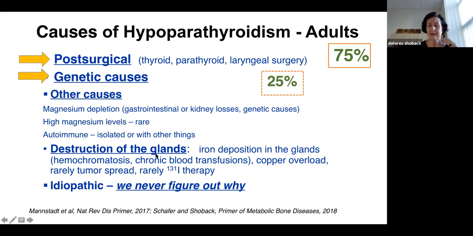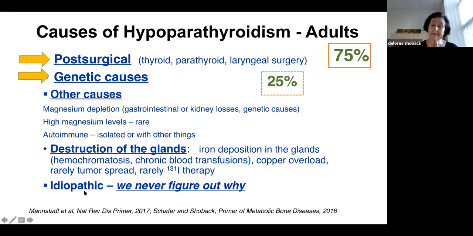And then again, really rare, the glands can get destroyed. Sometimes it's because iron deposits in them because people have had a lot of blood transfusions. Sometimes it's due to copper depositing, and that's a really rare condition. Sometimes tumor in the neck can spread there and threaten the glands. And then sometimes, super rare again, I-131 therapy can damage the glands.